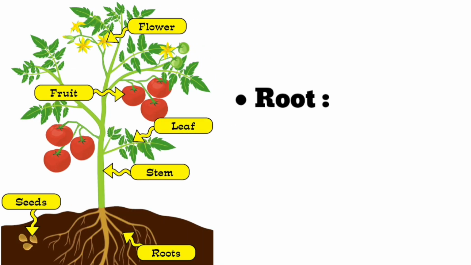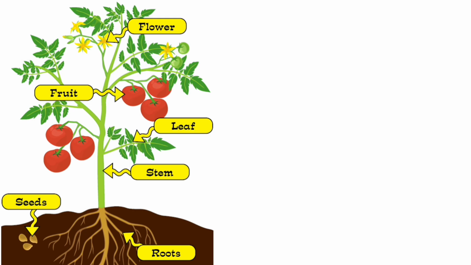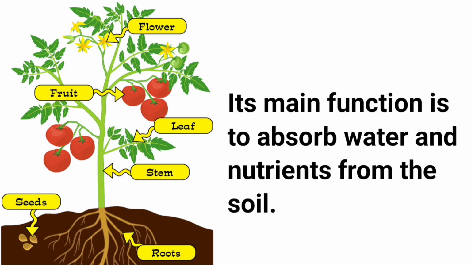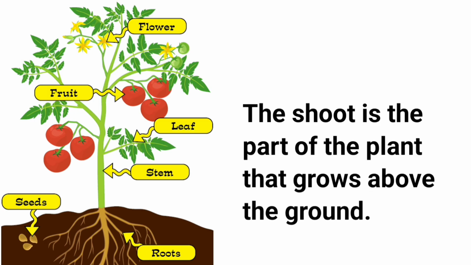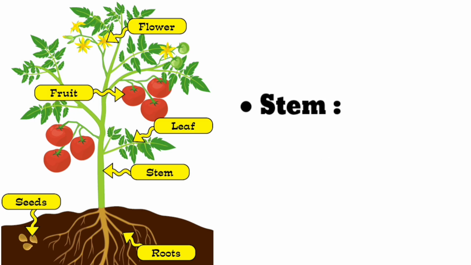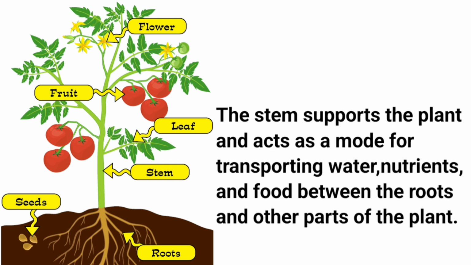First, root. The root is the part of the plant that grows underground. Its main function is to absorb water and nutrients from the soil. Shoot. The shoot is the part of the plant that grows above the ground. Stem. The stem supports the plant and acts as a mode of transporting water, nutrients and food between the roots and the other parts of the plant.